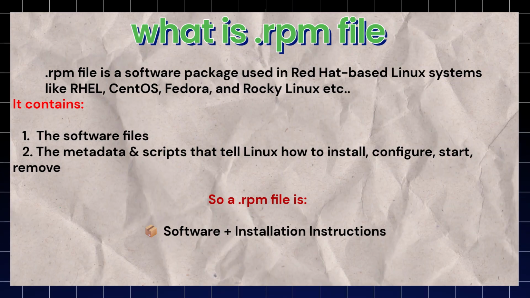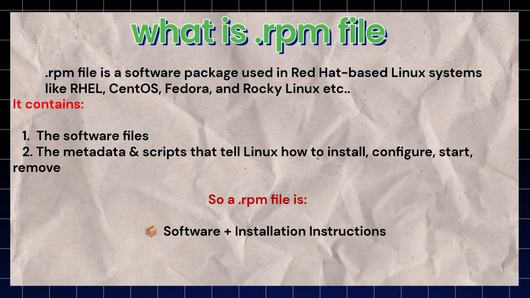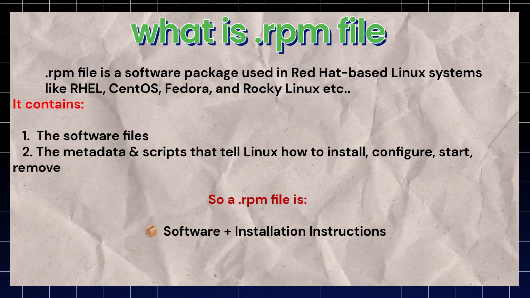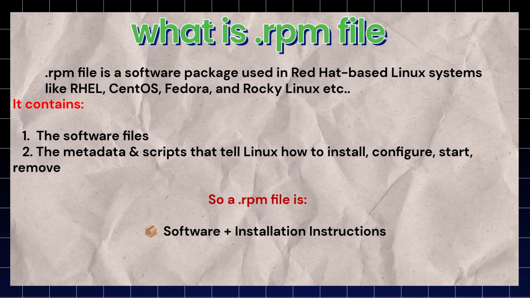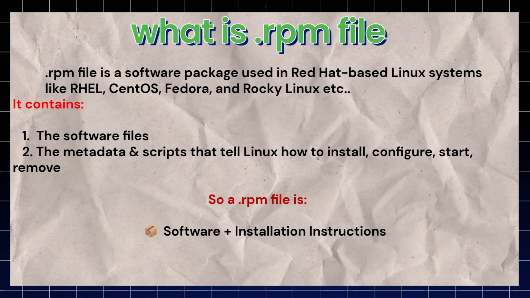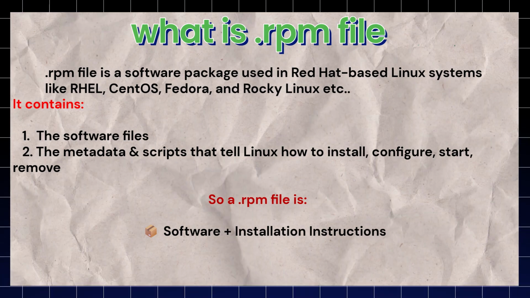Let's understand what an .rpm file really is. An .rpm file is a software package used in Red Hat-based Linux systems, like RHEL, CentOS, Fedora, and Rocky Linux. But here's the important part. An .rpm file is not just the software itself.